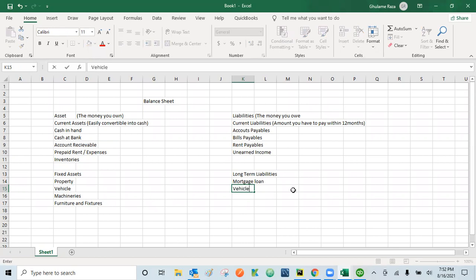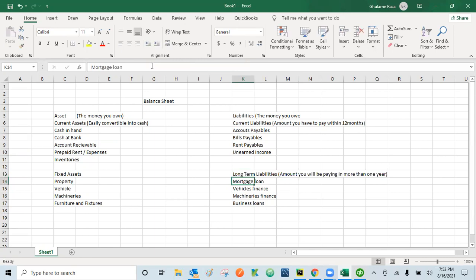Vehicle. So vehicle finance is our long-term liability. Machinery finance, or a machinery loan or something like that. These are all our long-term liabilities. Then we have personal loans for the business, or you can say a business loan, that we have to pay over more than 1 year. These are called long-term liabilities. So you can see all the items that you have to pay beyond 1 year. The amount you will be paying in more than 1 year is called long-term liability.